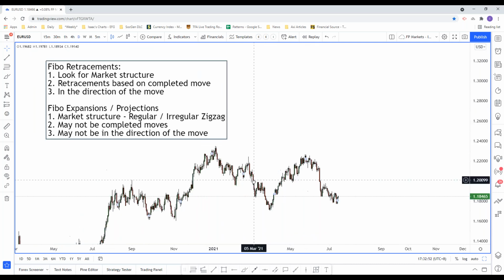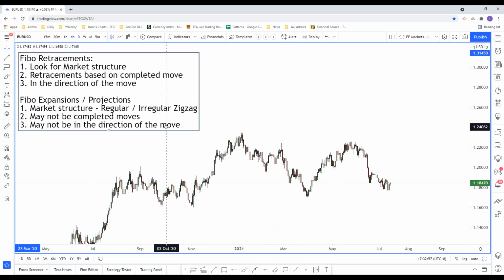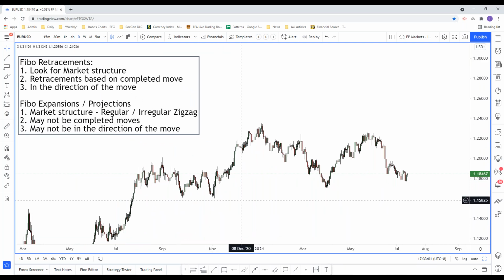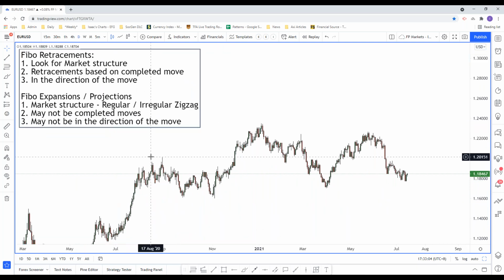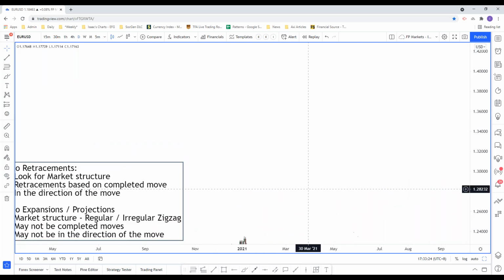Let's look over here using euro dollar again as an example. I want to try to structure this chart in such a way that it's easier to see. Okay, we have the rules here. So first and foremost, let's talk about market structure. You guys know how to identify swing highs, swing lows, but do you guys know how to identify regular and irregular zigzag? There are two kinds of zigzag patterns in the market.